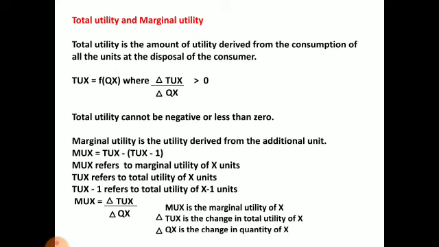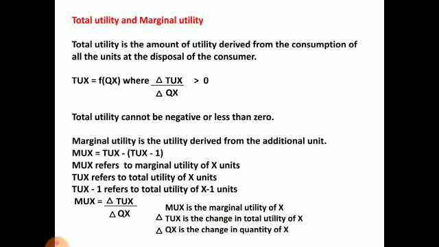Here, TUX refers to total utility of good X. QX refers to quantity of commodity X. With the largest stock, total utility tends to be more, and with the smaller stock, total utility tends to be less. But total utility cannot be negative or less than 0. So this is total utility.